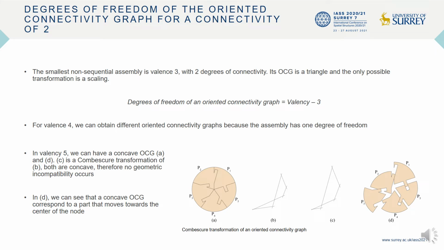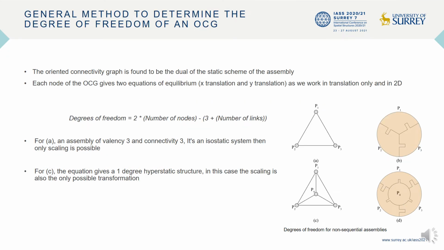In valency 5, with a degree of connectivity of 2, we can in some cases have a concave OCG, like in figures B and C. And in D, we can see that the concave OCG corresponds to a part that moves toward the center of the node when all the other parts move away from it. The connectivity graph is found to be the dual of the static scheme of the assembly.